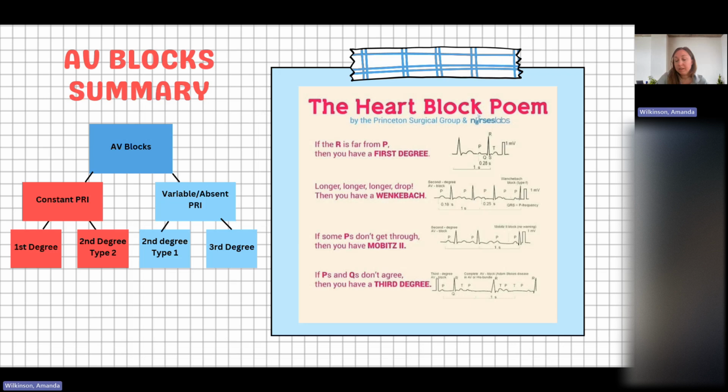And to help lock it all in, here's a classic memory aid that a lot of us have memorized, and it's quite handy. I still use it. So if the R is far from the P, then you have a first degree. Longer, longer, drop, then you have a Wenckebach block. If some P's don't get through, then you have a Mobitz 2. And if P's and Q's don't agree, then you have a third degree.